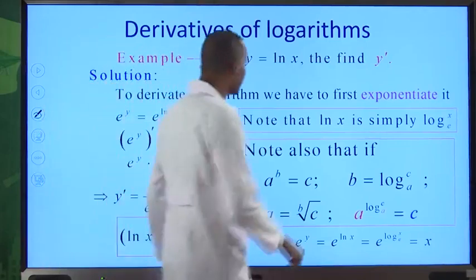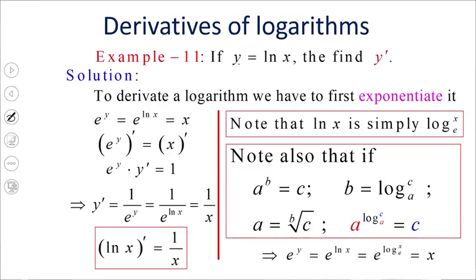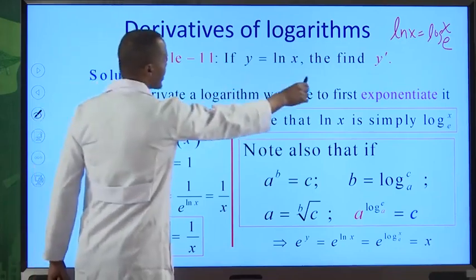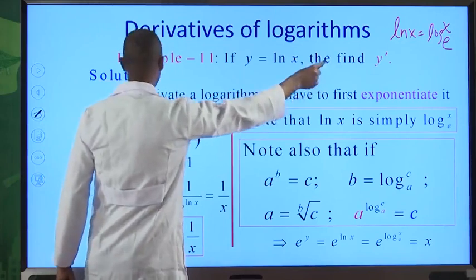Now we are at the stage of taking derivatives of logarithms. For example, if you are interested in finding the derivative of y is equal to ln x, ln x simply means the logarithm of x to the base e. That is what is meant by ln x. Ln x is simply the logarithm of x to the base e, where e is the irrational number 2.71828 and so on. So if y is equal to ln x, then I am interested in finding the derivative of y.